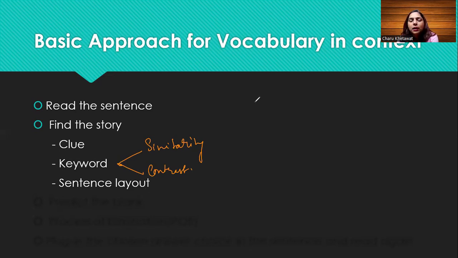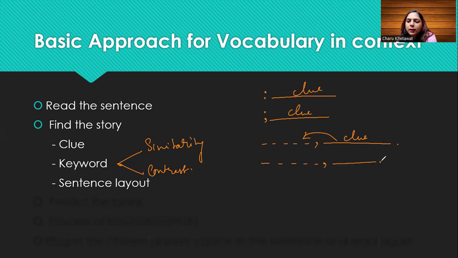Then sentence layout. Now, what is sentence layout? Sometimes indicators like colon and semicolon help you in choosing where the clue is. The clue can come after that. Similarly, if we have a blank and then a comma, the sentence after the comma is the clue for the blank. Similarly, if you have a blank, then a comma, and then again a comma as the sentence flows, the information between the two commas is a clue. When we have a blank, the sentence after it is the hint for the blank. So sentence layout also helps us, as we have seen in the case of colon and semicolon, and you will also see examples of commas, etc.